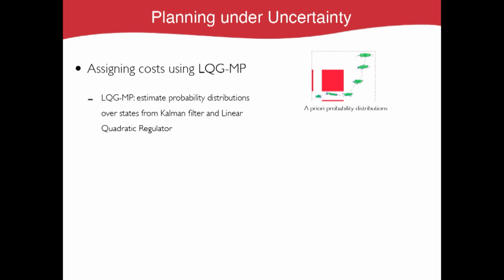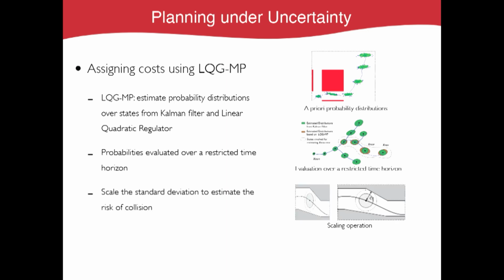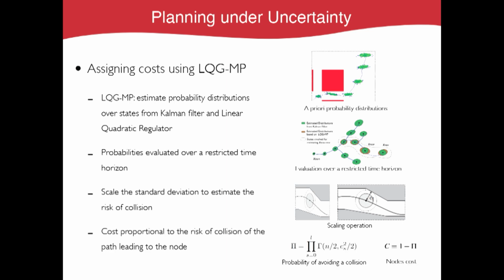So how to assign the cost using LQG-MP? LQG-MP is a tool that allows to estimate the probability distributions over the states, combining a Kalman filter and a linear quadratic regulator. We use, in our case, this LQG-MP to evaluate the probabilities over a restricted time horizon within our tree. And using a scaling of the environment and the standard deviation, we are able to estimate the risk of collision of the states. And finally, from this risk, we can compute a cost, giving a cost to the nodes that is proportional to the risk of collisions of the path leading to these nodes.